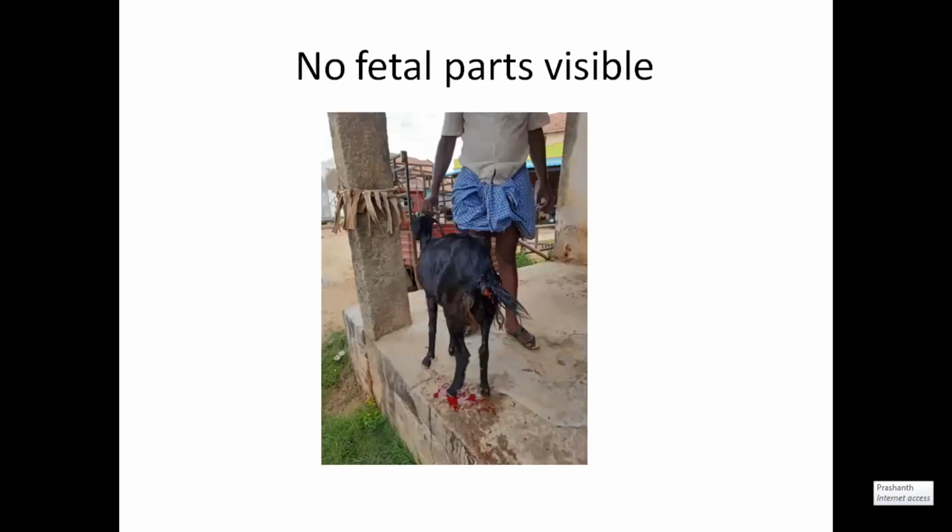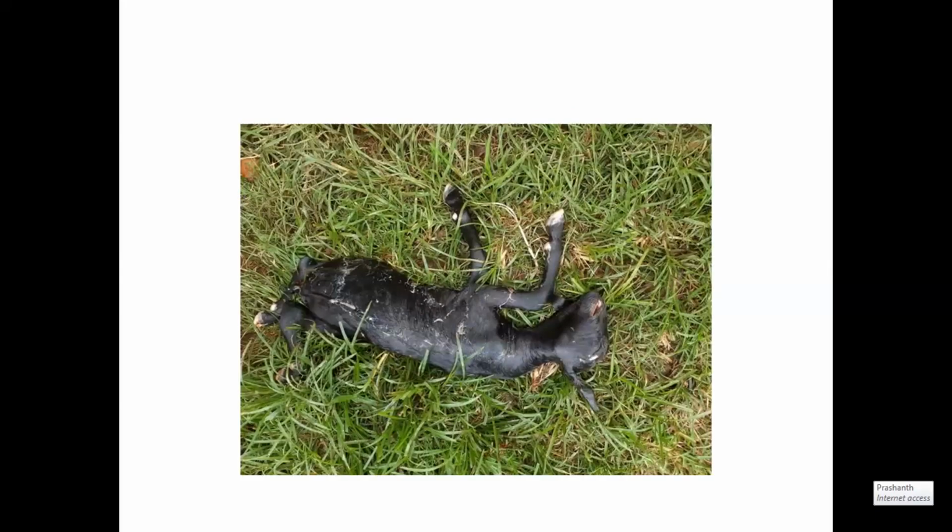Sometimes no fetal parts will be visible when the animal is presented to us. The same thing applies: we should give anesthesia and painkillers. After that, examine with lubricants, assess the condition and take it out. This was a case presented with lateral deviation of the head.